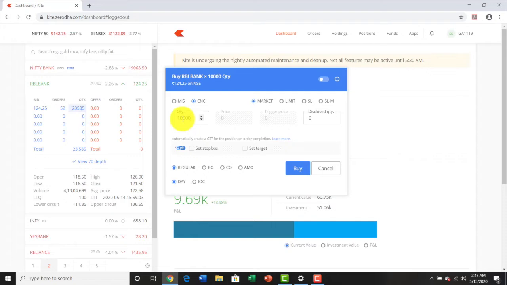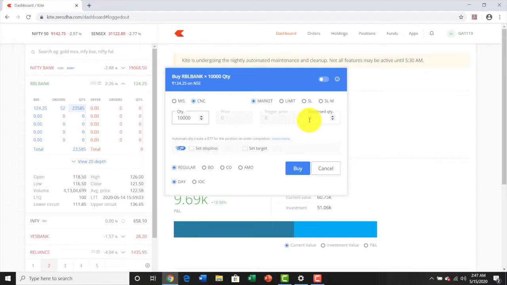So what CNC market order will do is provide me 10,000 stocks at the current market price, which is 124.25. What if I want the stocks at 124? I don't have that option. I cannot put in the price. I can just put in the quantities, and the stock market will itself ensure that I get 10,000 stocks for 124.25. Simple enough.